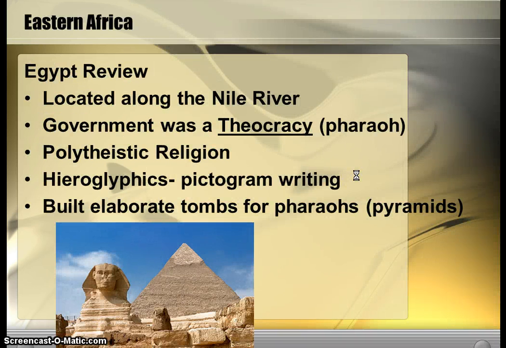Okay, so we talked about Africa at the beginning of the year when we talked about Egypt. Egypt is located on the Nile River. It was a theocracy, so that means that the pharaoh was the head of both the government and the religion, and if you think back, you remember that the pharaoh was worshipped like a god. The Egyptians practiced a polytheistic religion, and their writing was in hieroglyphics.